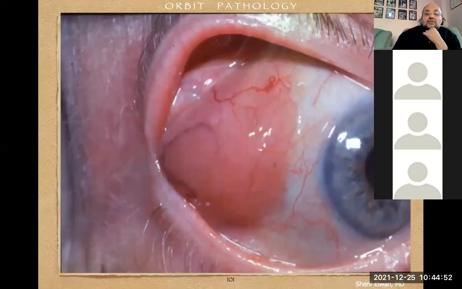Mass. And once you find a mass like this, you should suspect lymphoma. Thank you.